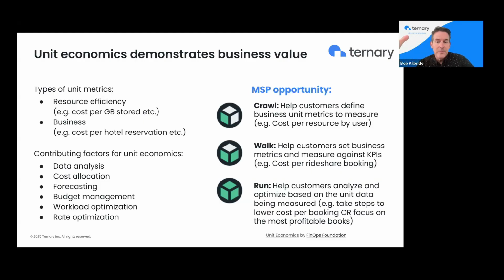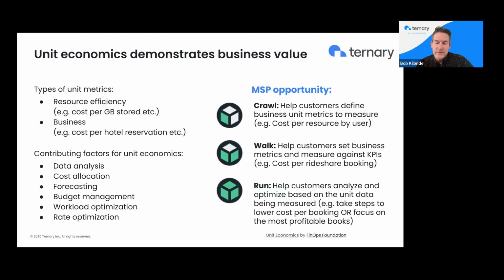And then the next step is help customers set the business metrics and then measure against their key performance indicators, measure against their objectives. So they might want to see, for example, a ride share application. They might want to say, hey, I want to know what the cost is in terms of consumption of cloud per rideshare booking. So every booking from the beginning when the booking is made to the end when the passenger is dropped off, I want to know the cost for each booking, the fixed cost.